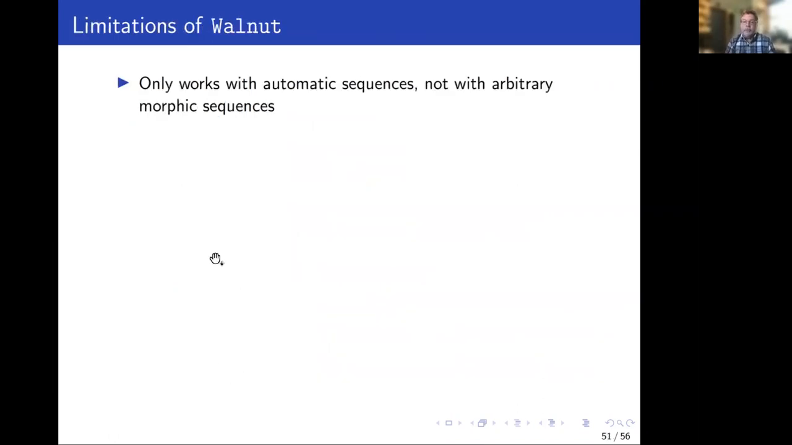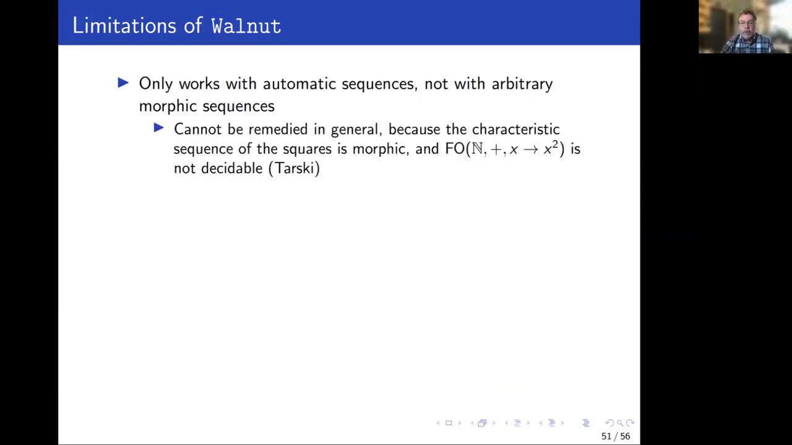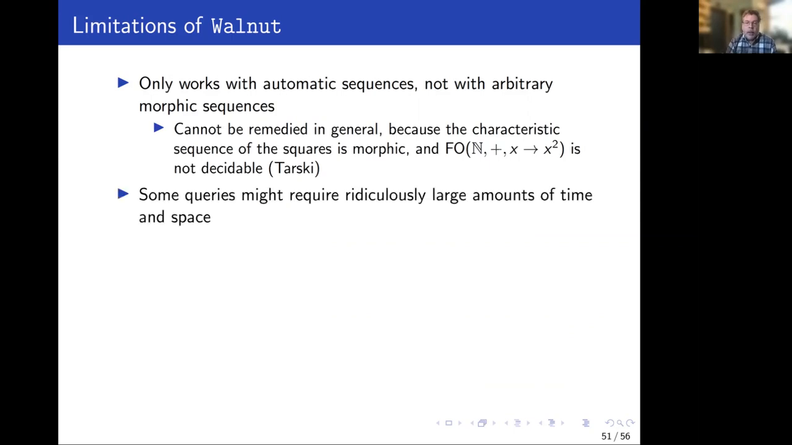Limitations of Walnut: it only works with automatic sequences, not with arbitrary morphic sequences. There's no hope of doing that in general, because the characteristic sequence of the squares is a morphic sequence, and the first-order theory of N with plus and the squares is not decidable. Some queries might require ridiculously large amounts of time and space. For example, determinizing a 3,000-state NFA could possibly take 2 to the 3,000th time, in which case we're not going to see the answer in our lifetime.